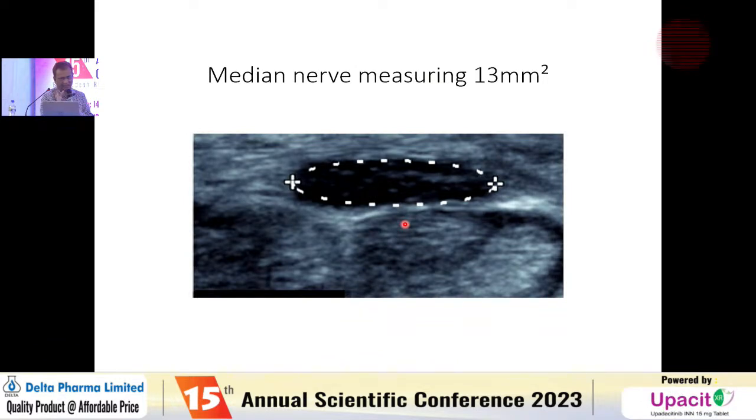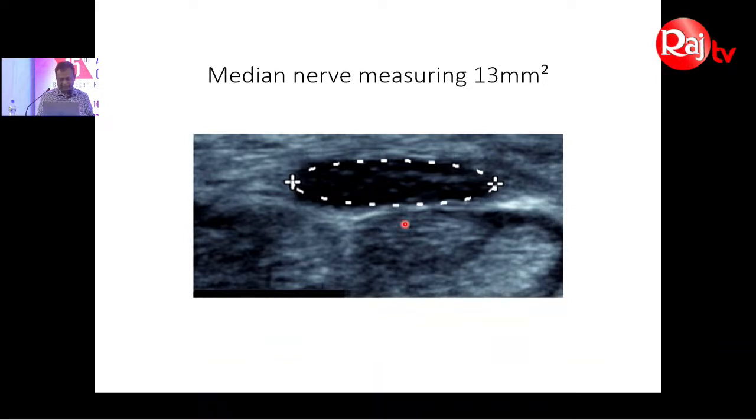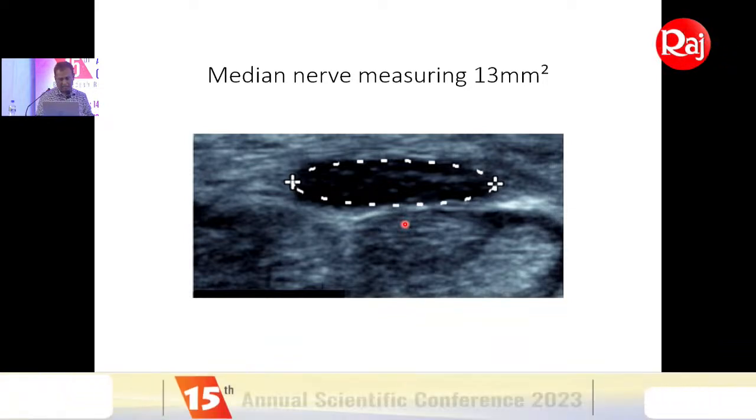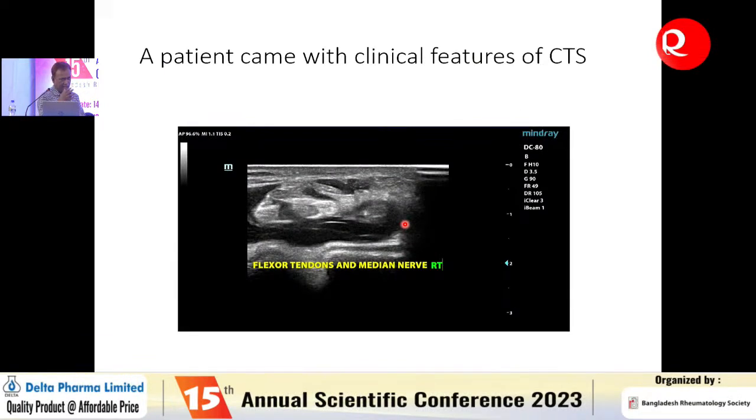And you can measure it. If it is more than 10, then you can say there may be median nerve thickening, and you have to go for the different DDs. There are many DDs. And in our department, we found a patient with secondary carpal tunnel syndrome. We found enormous fluid around the tendons.